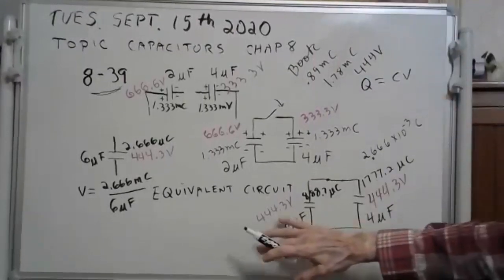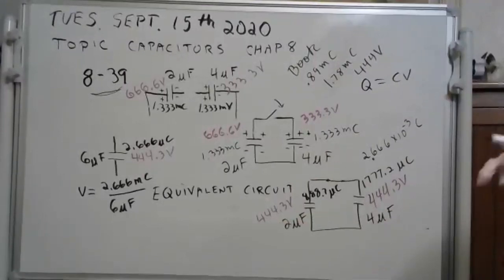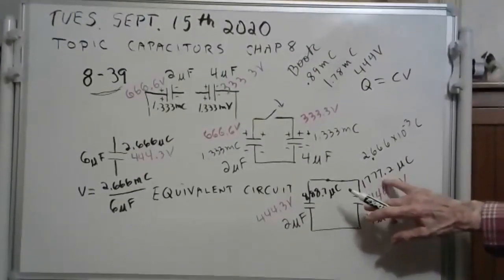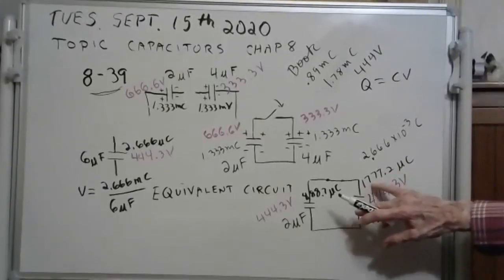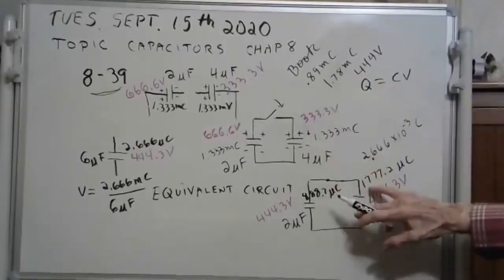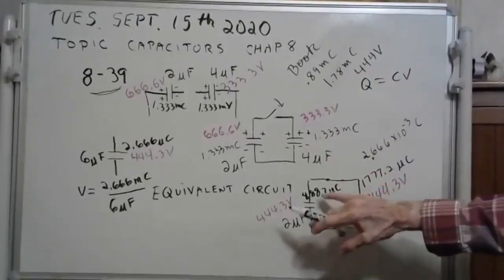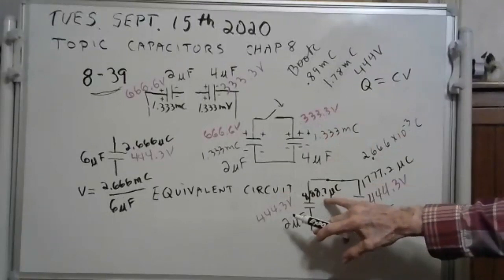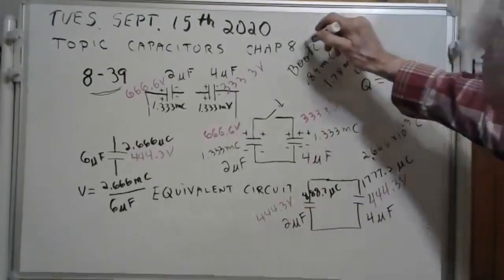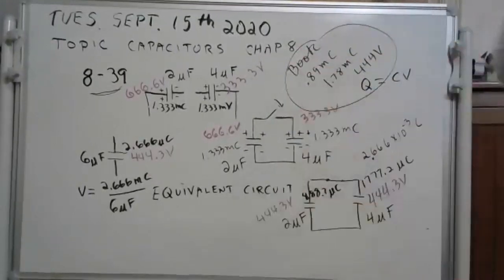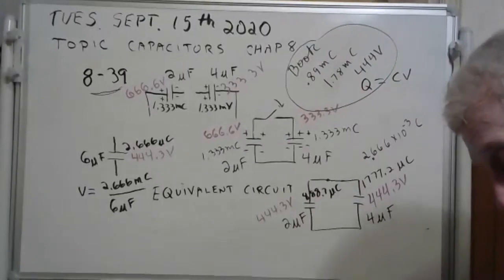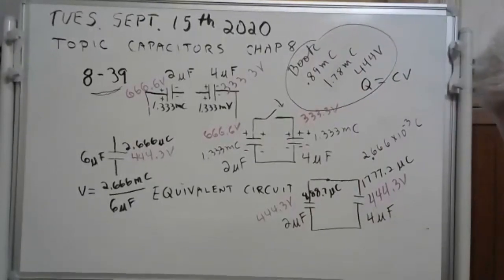Now we got the 444 volts. Oh, look, we got this too. That 1777 microcoulombs, that's 1.78 millicoulombs. We got that. And look here. You know what this is in millicoulombs? It's 0.89 millicoulombs. We got all these answers. We got the answers they got, but that was tricky. Did you have any comments or questions on that?